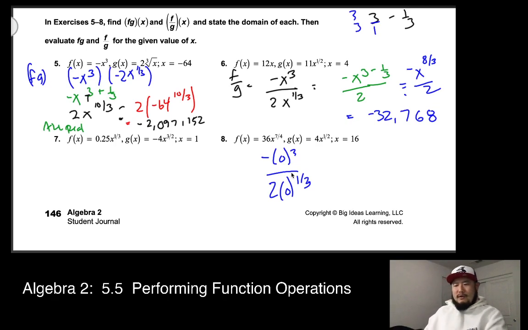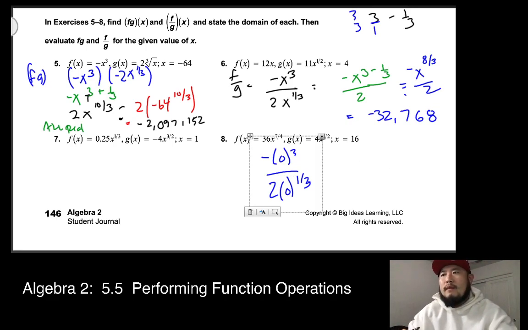Actually, sorry, let's go back one step. Let's take a look right here at this part again. If we do our order of operations down below, we have 0 to the 1/3 power, which ends up equaling 0. So 2 times 0 is 0, but the problem is I have 0 in my denominator. And what does that mean? 0 in the denominator means no solution. So therefore, my domain cannot be all real numbers.